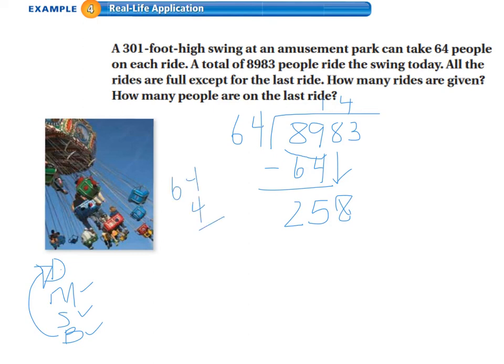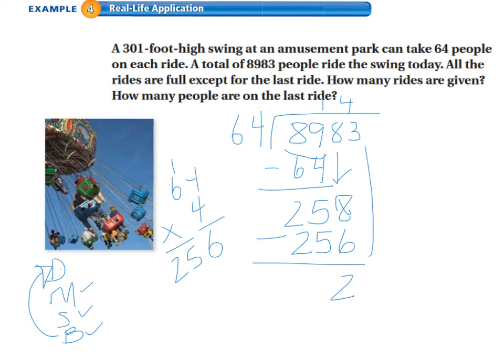64 times 4. 4 times 4 is 16. 6 times 4 is 24, plus 1 more is 25. So 4 times 64 is 256. I'm to the subtract. 8 minus 6 is 2. The rest are zeros. Bring down that last 3 and go back to divide again. How many groups of 64 are in 23? There are no groups of 64 in 23.